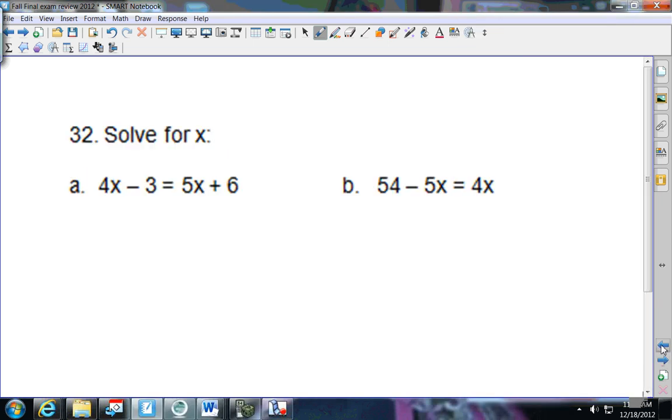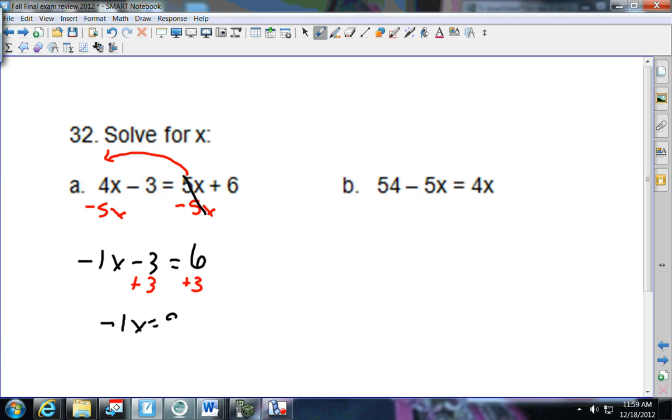Number 32, we're solving equations. Like on the first one, when you've got X's on both sides, I'm moving this 5X over to the left, so I've got to subtract 5X from each side. So I have 4x minus 5x, which is negative 1x minus 3. These cancel, equals 6. I add 3 to each side. Negative 1x equals 9. Divide by negative 1. X equals negative 9.